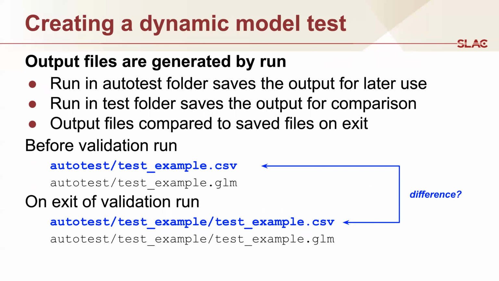All right, so in order to create a validation test from a dynamic model, the best approach is to simply generate an output file and then compare that output file to a known good output file that has been previously generated or obtained from another source. Essentially, what this amounts to is creating an output file in the Autotest folder itself that will then later be used as a comparison. So when the simulation exits, the test folder itself should contain that output file again.